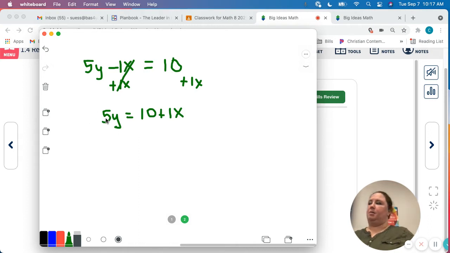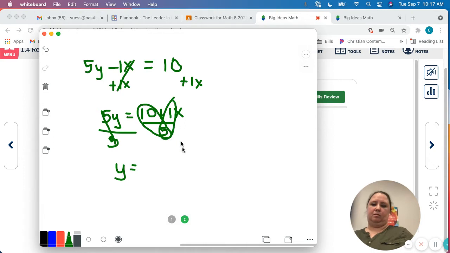So then to get the y by itself, we do what? Divide. Divide by 5. So then the 5 is gone, and I'm left with just the y, right? Now we do what I call the butterfly. We're going to do 10 divided by 5, and then 1 divided by 5. Butterfly wings. What's 10 divided by 5? 2. Okay, can I do 1 divided by 5 very neatly? No, so just leave it. It's 1/5.